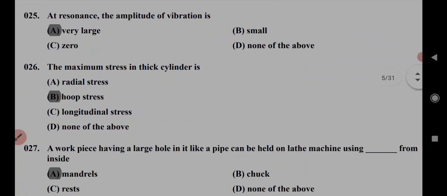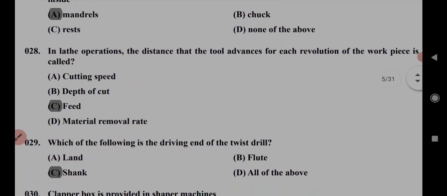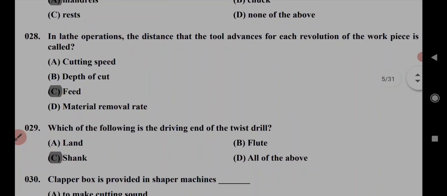Option A is correct. Maximum stress in a thick cylinder is hoop stress. Option B is correct. A workpiece having a large hole in it, like a pipe, can be held on the lathe machine using mandrels from the inside. In question 28, in lathe operation, the distance that the tool advances for each revolution of the workpiece is called feed.